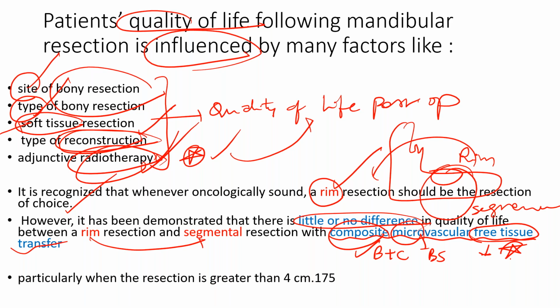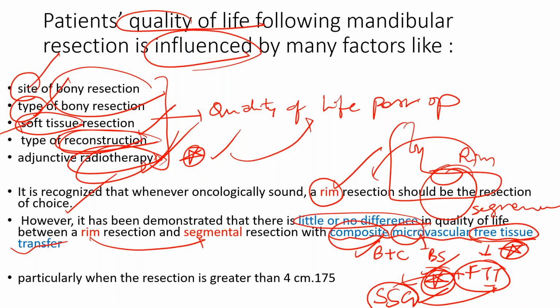If you do free tissue transfer, I said the best reconstruction is FTT, free tissue transfer. Minimum basic reconstruction is split skin graft. I told you in the beginning itself. So basic reconstruction is split skin graft, and best is free tissue transfer, particularly if resection is greater than 4 centimeters.